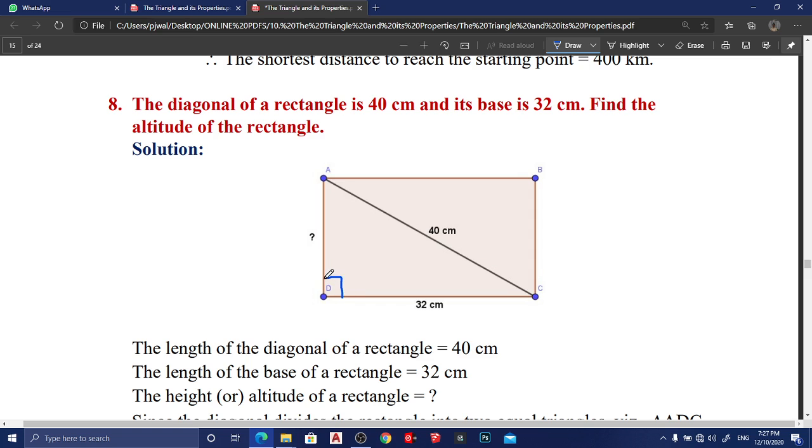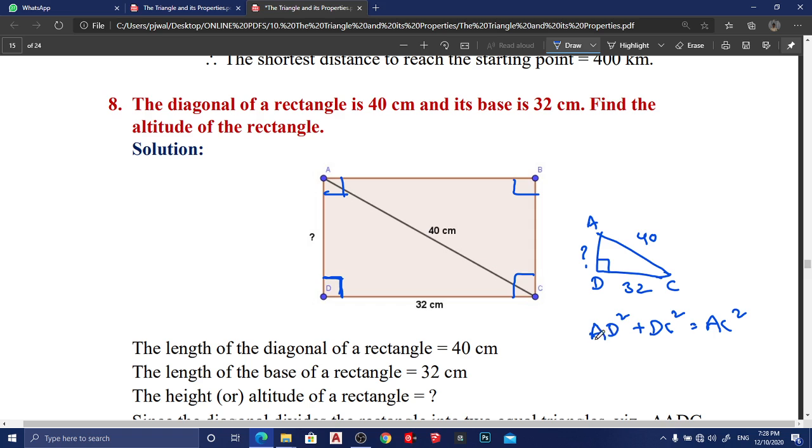Now if you observe, in any rectangle the angle between two adjacent sides is always 90 degrees. This is also 90, this is also 90, this is also 90 degrees. So now if you take triangle ADC, only this triangle ADC, this is a right angle triangle. Now this is the right angle, and you know this is 40 centimeters, and you know this is 32 centimeters. You can find out this by using the Pythagorean theorem. So what is this theorem? This is AD square plus DC square is equal to AC square here.